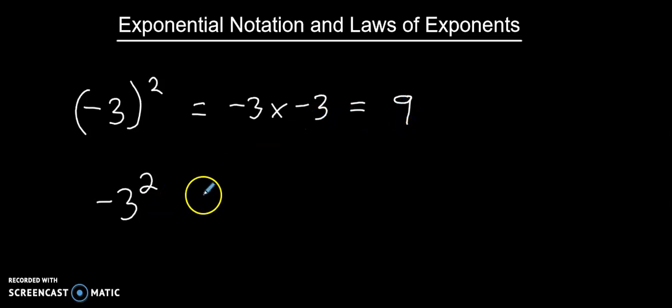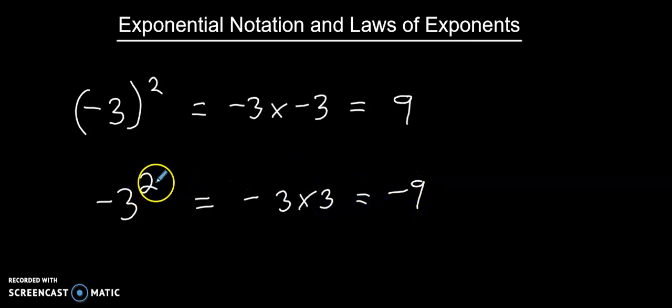Now, in this case, the base is not negative 3. The base is just the 3. So this one is negative whatever this is. So this is negative 3 times 3, which is negative 9. So the exponent of 2 is only for this base of 3. If I wanted to include the negative as the base, I would have to write it inside the bracket.